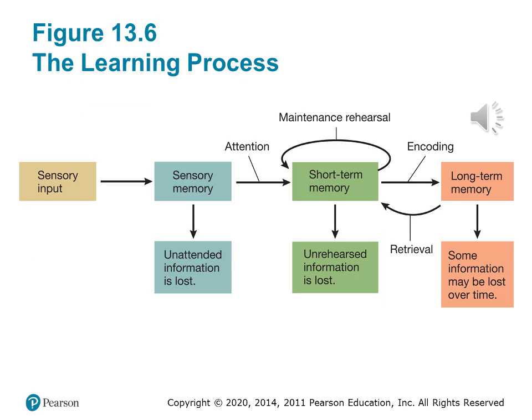As you can see from this illustration, sensory input enters the sensory memory system, and any unattended information is lost. With attention, sensory memory leads to short-term memory activation, and maintenance rehearsal keeps the information there. Unrehearsed information is lost. Then the information makes its way into long-term memory through the process of encoding, and from there, retrieval leads back to short-term memory. From long-term memory, some information may be lost through deterioration over time.